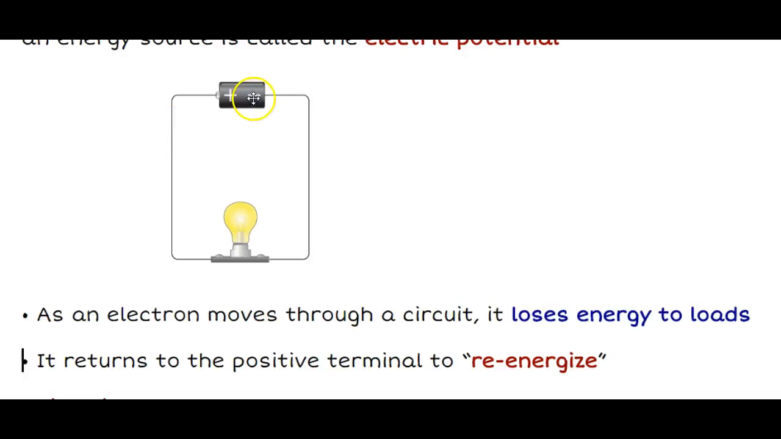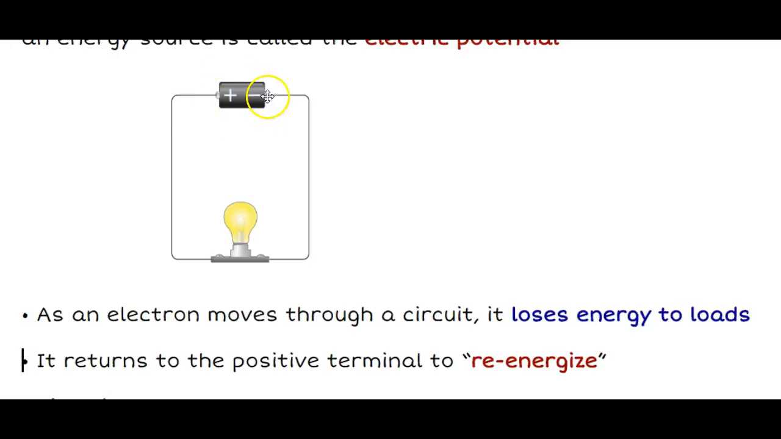So when that negative charge leaves my battery and passes through the load, it's going to lose some energy, and so it's going to be drawn back to the positive terminal in order to get some of that energy back. In other words, to re-energize. So you can imagine that an electron leaving the negative terminal has a lot of potential to move through the circuit. Why does it have that potential to move? Well, it's attracted to the positively charged positive terminal.